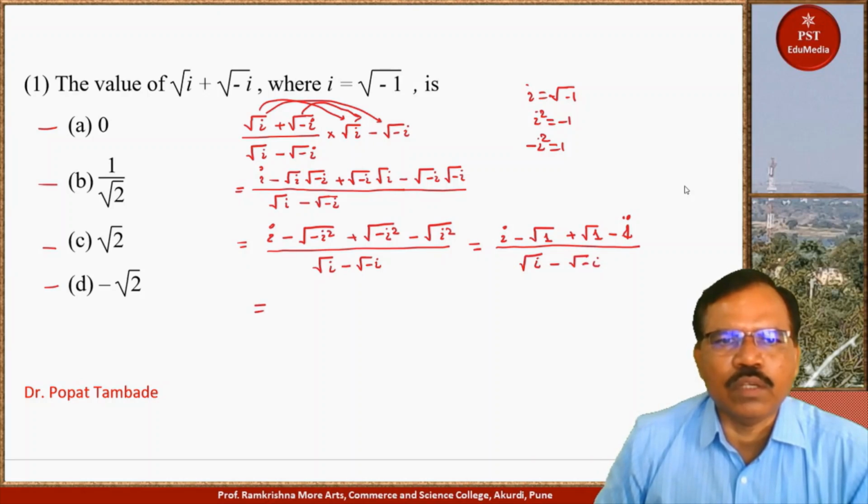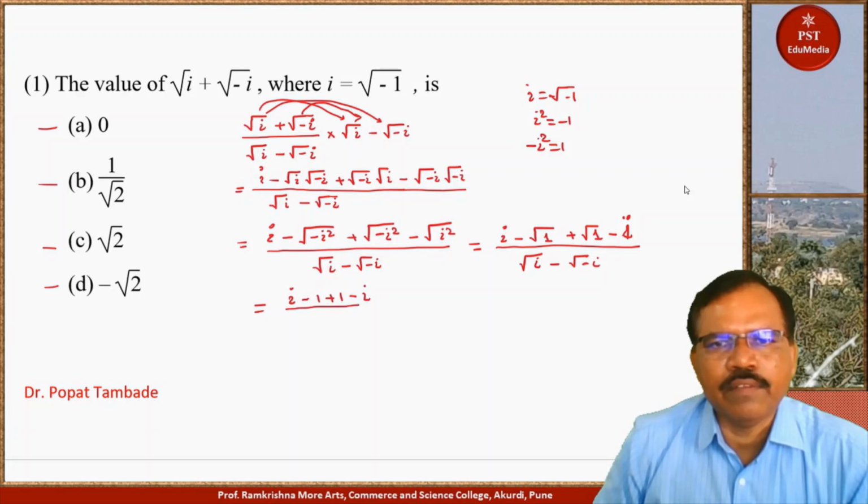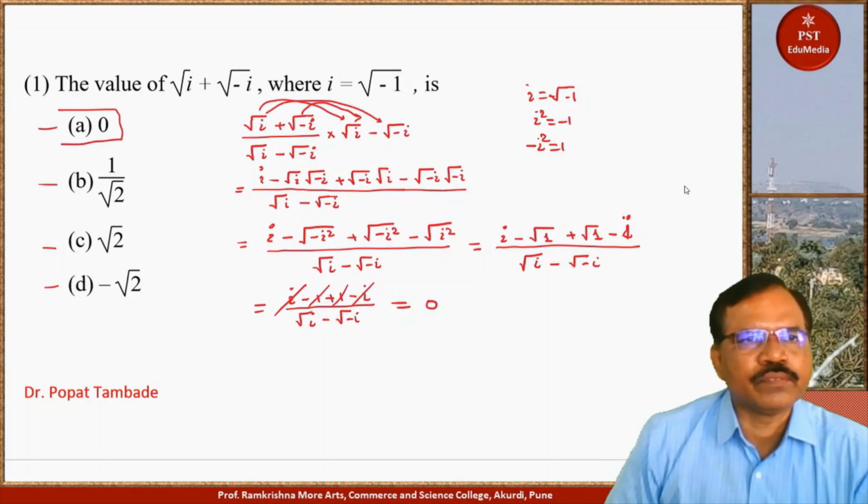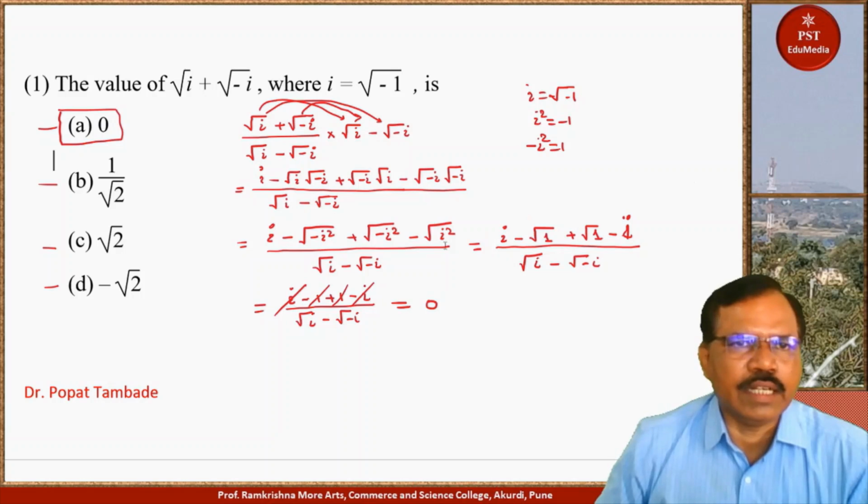So this is equal to i minus 1 plus 1 minus i divided by root of i minus root of minus i. So now i will cancel with this i, 1 will cancel with this. So this comes out to be 0. So this first one is correct.